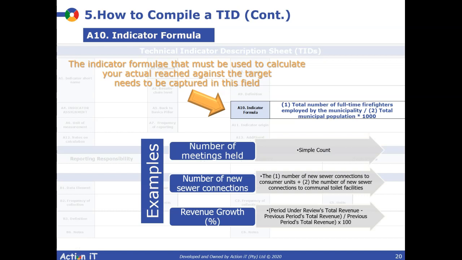Other examples of the indicator formula include number of meetings held, which is computed as a single count of the number of meetings actually held. Number of new sewer connections, which is computed as the number of new sewer connections to consumer units plus the number of new sewer connections to communal toilet facilities. Revenue growth, which is computed as the current period under review's total revenue less the previous period's total revenue, divided by the previous period's total revenue multiplied by 100.